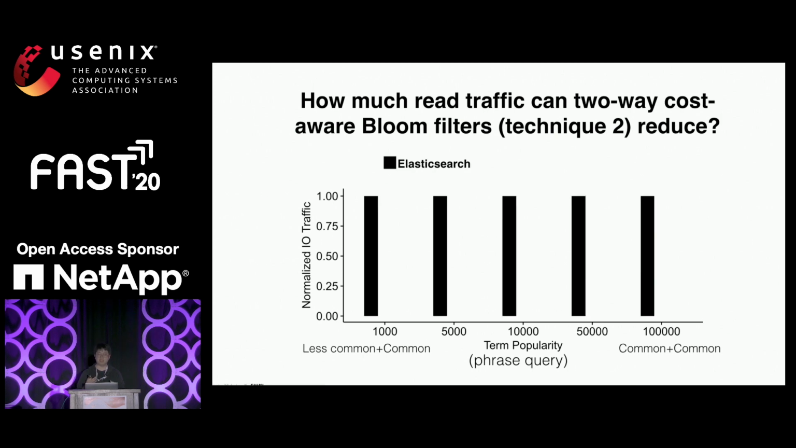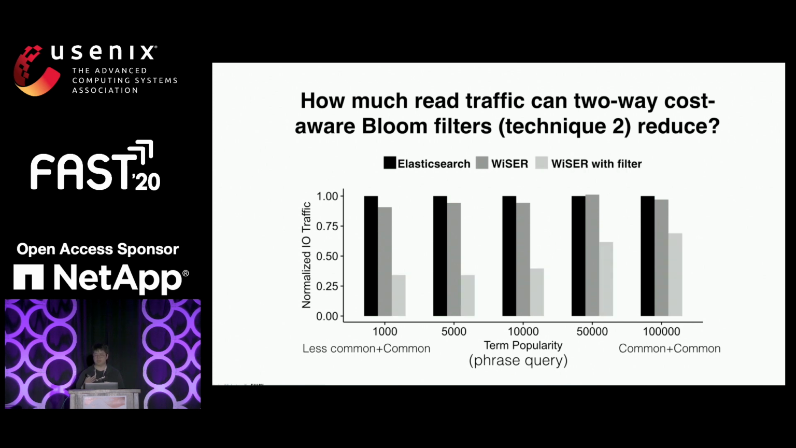Again, we normalize to Elasticsearch. The Elasticsearch data here serves as a reference, and we have WiSER without the Bloom filter, and we also have WiSER with the Bloom filter. By turning the Bloom filter feature on and off, we can clearly show the impact of this feature. So here we can see that the Bloom filter can reduce the I/O traffic by 2.8 times.